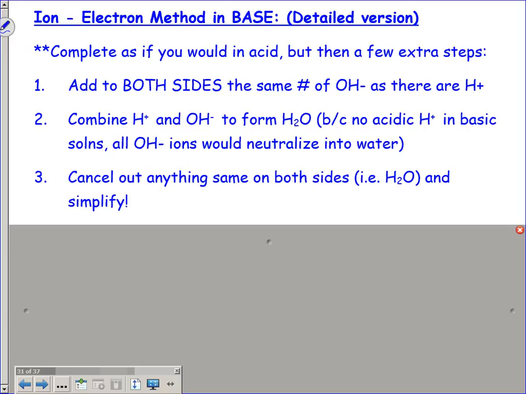So would you still add the waters though too? Yeah, because your waters were already taken care of before your H pluses were. Remember, you're adding water before H plus.